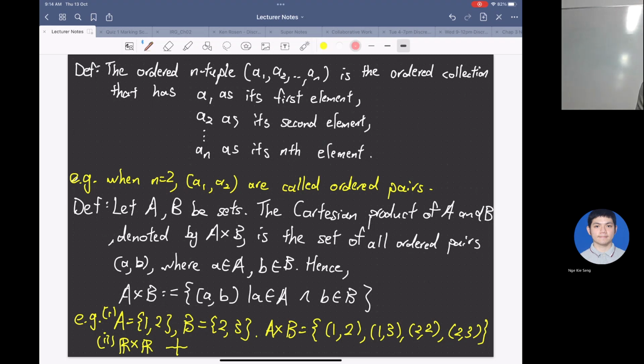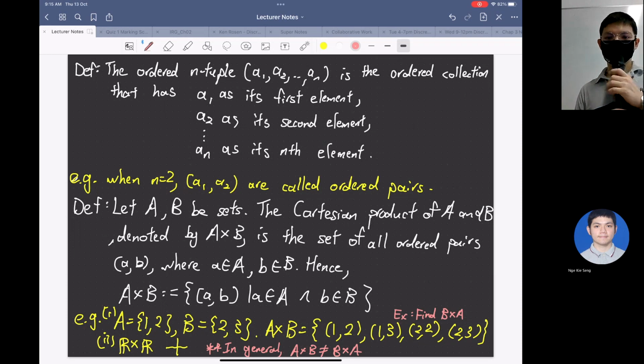So in general, A cross B is not equal to B cross A. So this operation is not commutative. You can check on this example here. Find B cross A. You will see that they have different elements, so they are not equal.